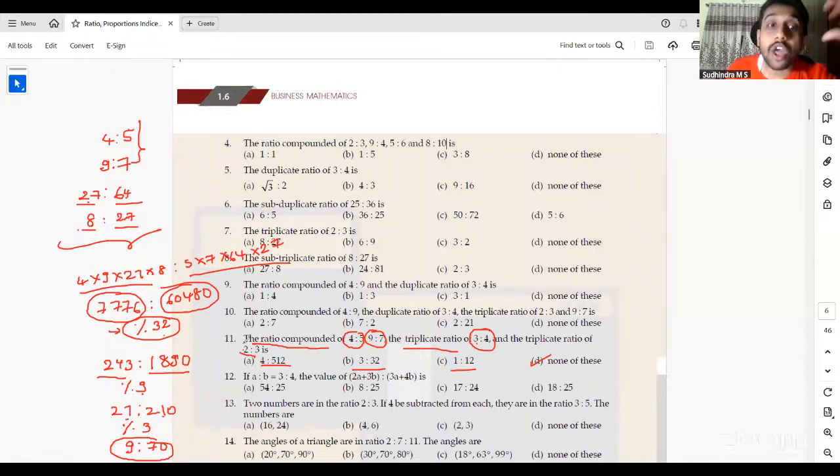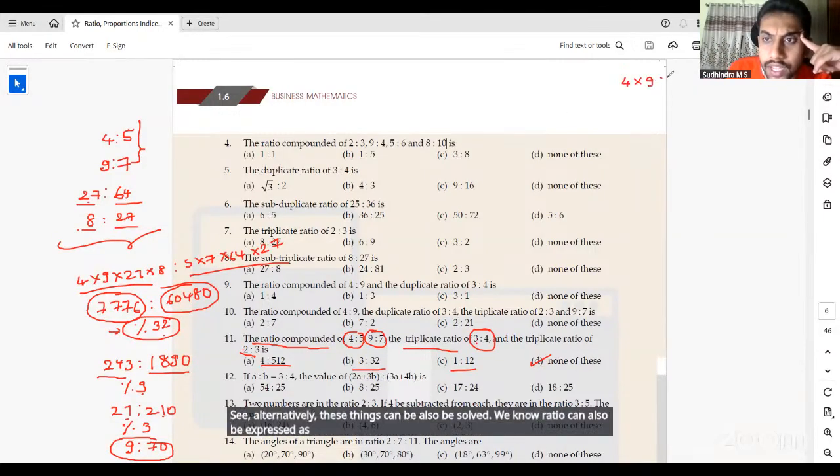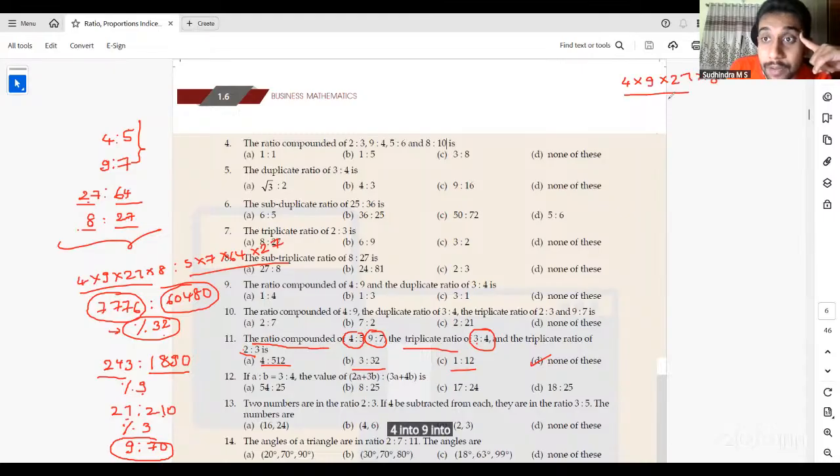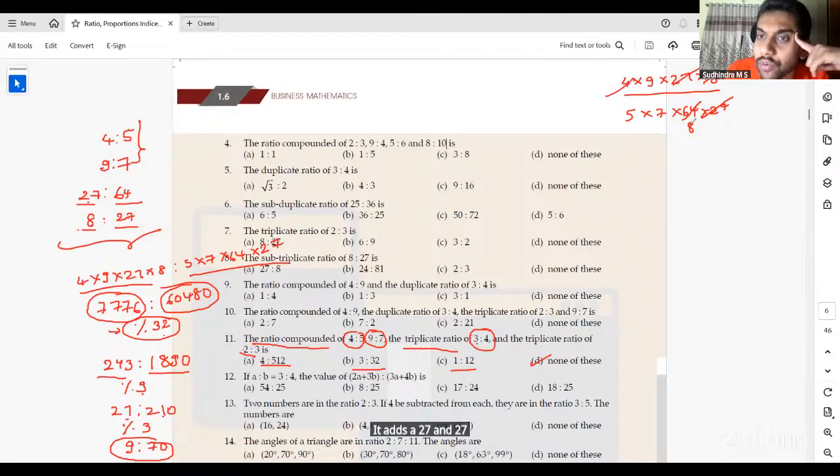Okay, sir. See, alternatively, these things can also be solved. We know the ratio can also be expressed as 4 into 9 into 27 into 8 divided by 5 into 7 into 64 into 27. We can also do this. So directly we can cancel many things. 8 ones are 8, 8 eights are 64, 27 and 27 get cancelled. 4 ones are 4, 4 twos are 8. We get 9 divided by 7 twos are 14, 14 fives are 70. That's all. 9 is to 70. That can also be done quicker and easier.